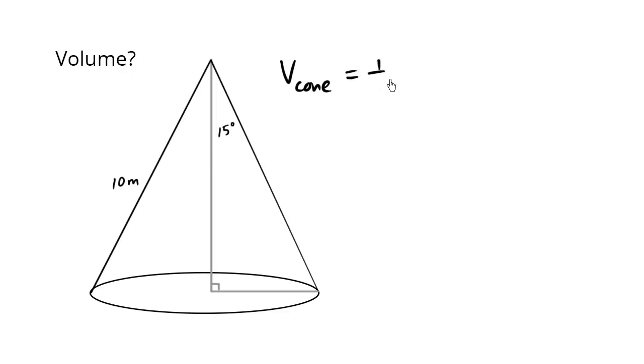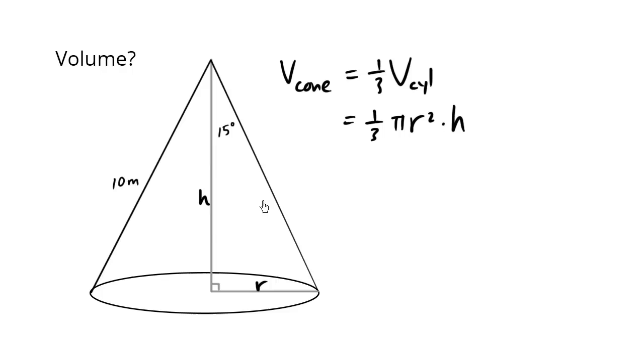Recall, it is 1/3 the volume of a cylinder. So this here is equal to 1/3. The volume of a cylinder is going to be the area of the face times the height. So the area of the circle, the face, it happens to be a circle, is pi r squared times the height. So this here is h, and this here is r.